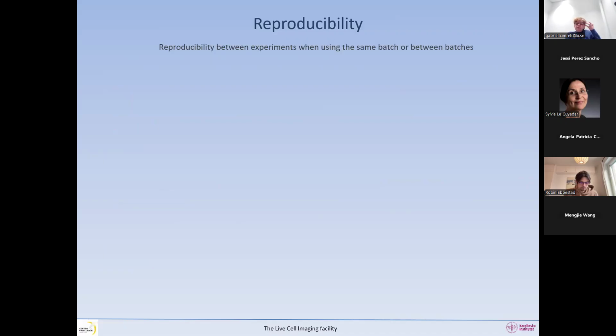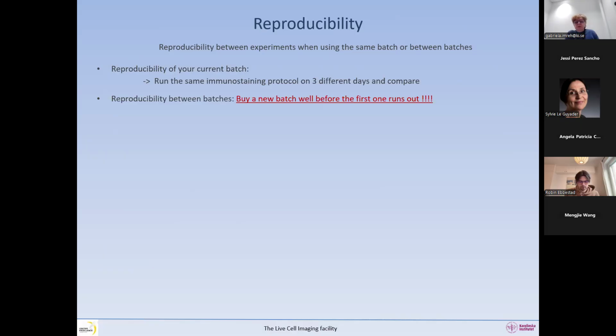Now let's talk a little bit about reproducibility between the experiments, and we can look at the reproducibility from two angles. First of all, the reproducibility between the experiments and between batches. How do you confirm the reproducibility of an antibody? If you work with a current batch, then what you can do is to run the same immunostaining protocol, for example, on 3 different days, and compare that you get similar results.